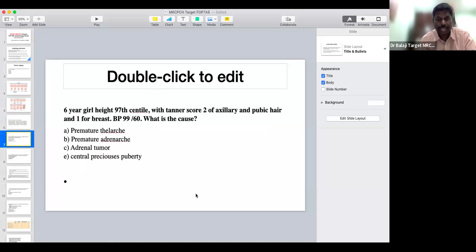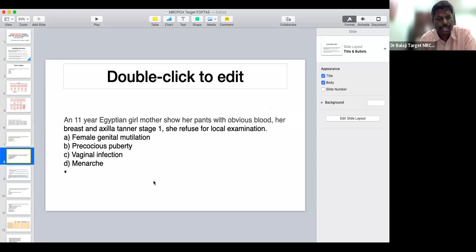Similarly, these two questions they have often asked. Where a Tanner score is coming early for axillary and pubic hair, that will be adrenarche. And sometimes they would have asked about a Tanner score of thelarche coming earlier for the age, so that will be premature thelarche. These questions they keep asking. Although it's easier, you have to know.